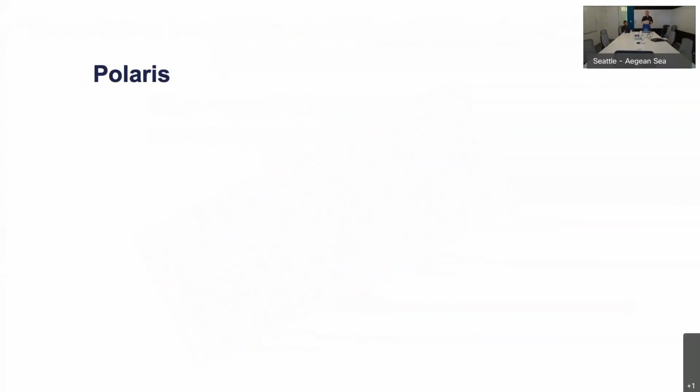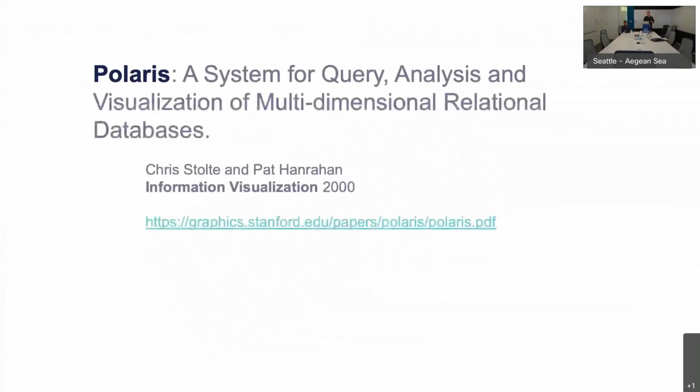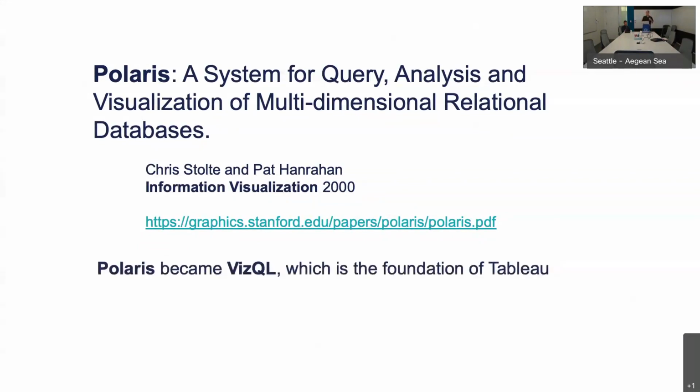First off is Polaris. For people who've been following Tableau for a while, you might know Polaris as a research project that two of Tableau's founders, Chris Stolte and Pat Hanrahan, worked on, that was a formalism for turning tables into visualizations. Polaris became BizQL, which is the foundation of Tableau. This is the secret sauce of Tableau. You may also know Polaris as the North Star.